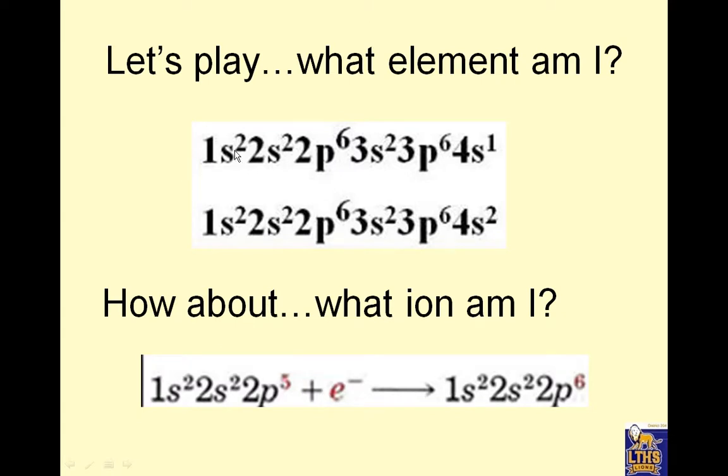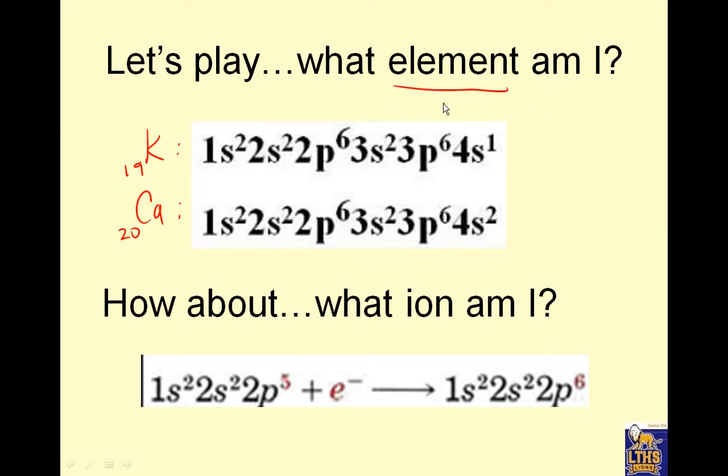So let's play "What element am I?" We're looking, and we can count here: 2, 4, 10, 12, 18, 19. 19 electrons. So let's look, and it just happens to be potassium with 19 electrons. Okay, what element am I? There's 10, 20. So we're looking at calcium because that's 20.